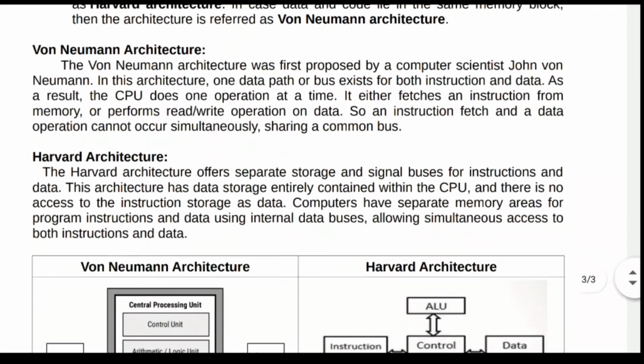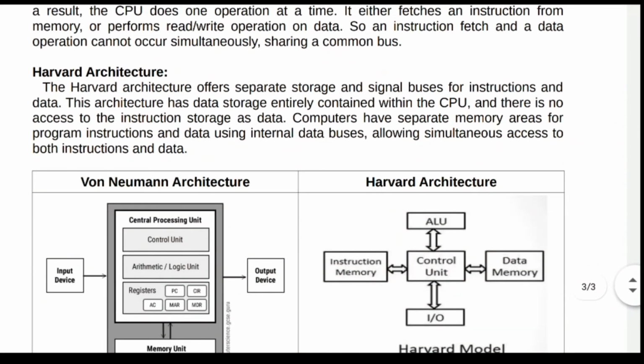So we have one other architecture also. This is Harvard architecture. Harvard architecture has two different paths for data and code also. We have two different memory blocks for data and code. Here we can do two operations at a time. It needs only one instruction for completing two operations.